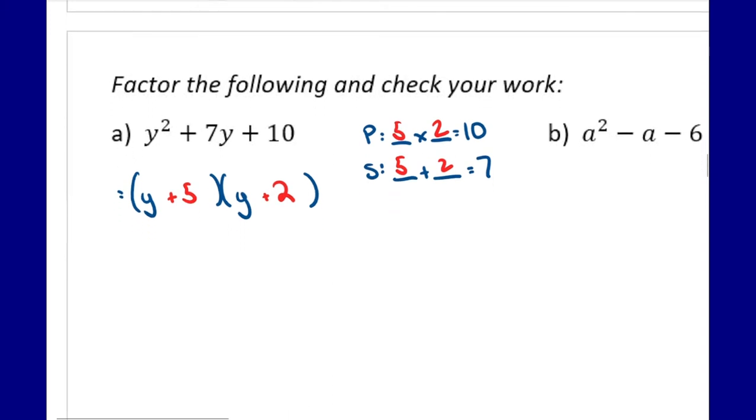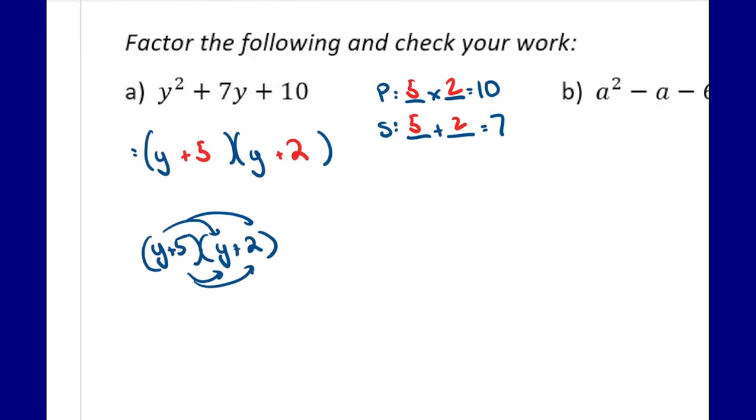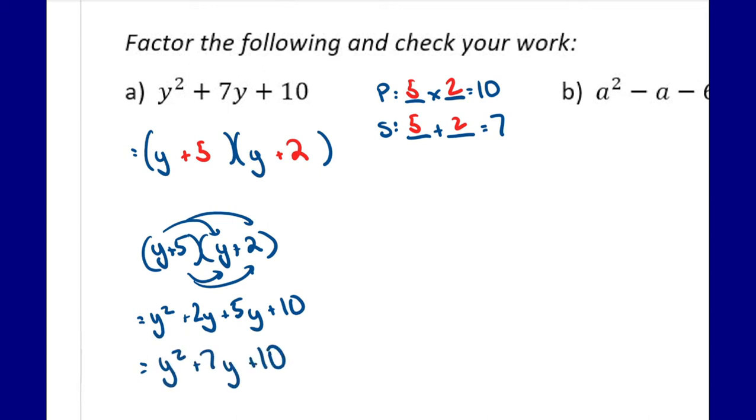If we want to check our work for the first one, again, you can check your work for the other ones, we need to multiply. So basically just going through, see if we end up with the same thing. Y times y is y squared, y times 2 is 2y, 5 times y is 5y, 5 times 2 is 10, and when we collect our like terms, y squared plus 7y plus 10, this does work because we end up with the same thing that we started with.